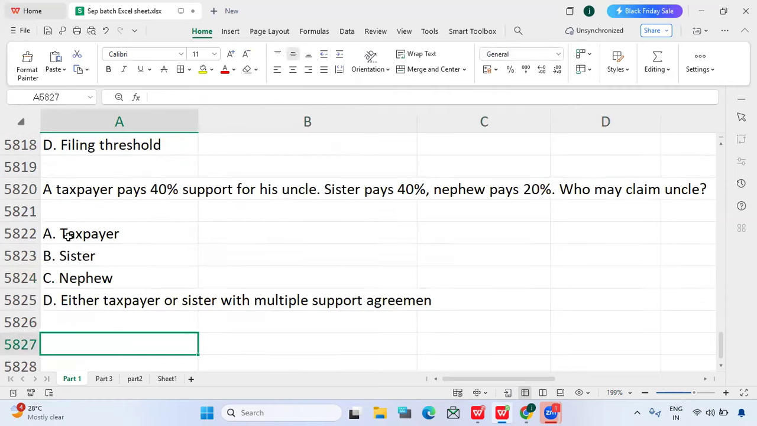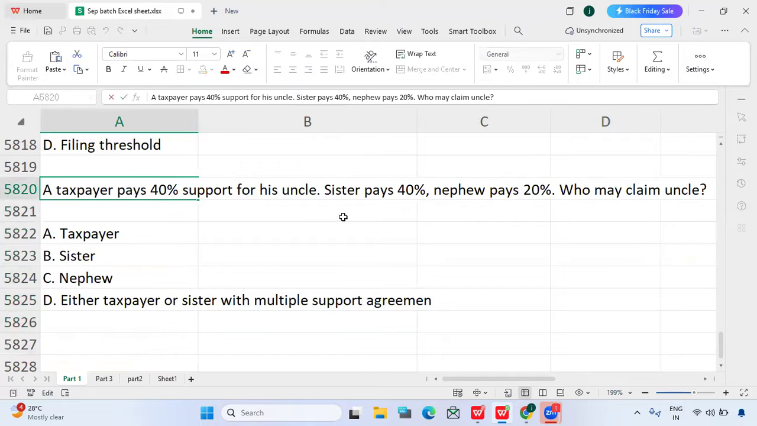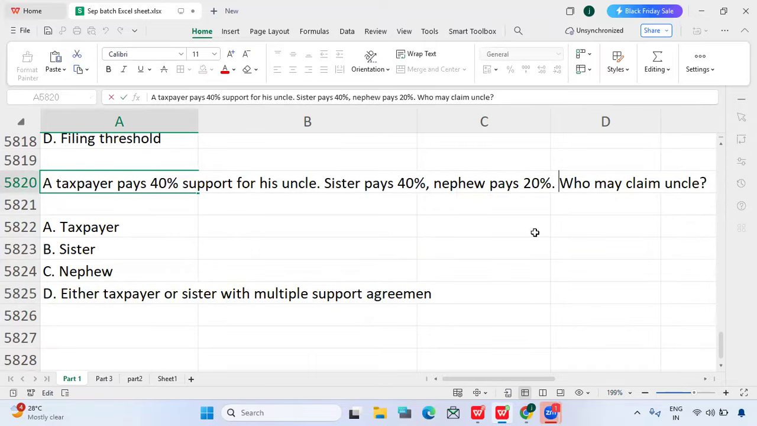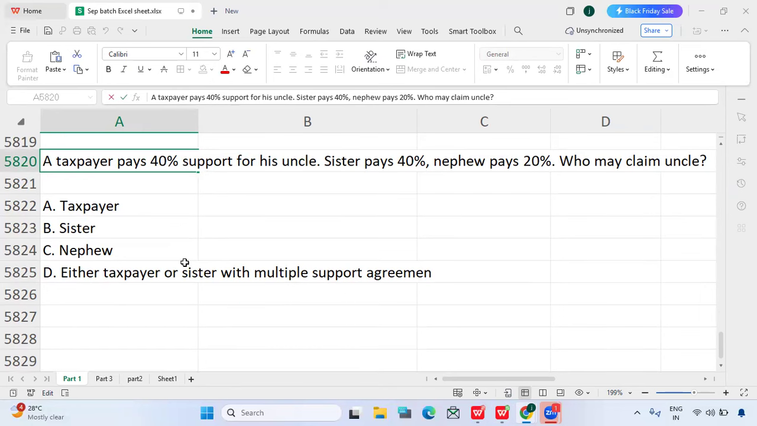Next one: taxpayer pays 40% of support for his uncle, sister pays 40%, nephew pays 20%. Who can claim the uncle? Either the taxpayer or sister with a multiple support agreement. Option D, because of the multiple support agreement we have covered, right? Either the taxpayer or sister should have a multiple support agreement, then only they can do that. So option D.